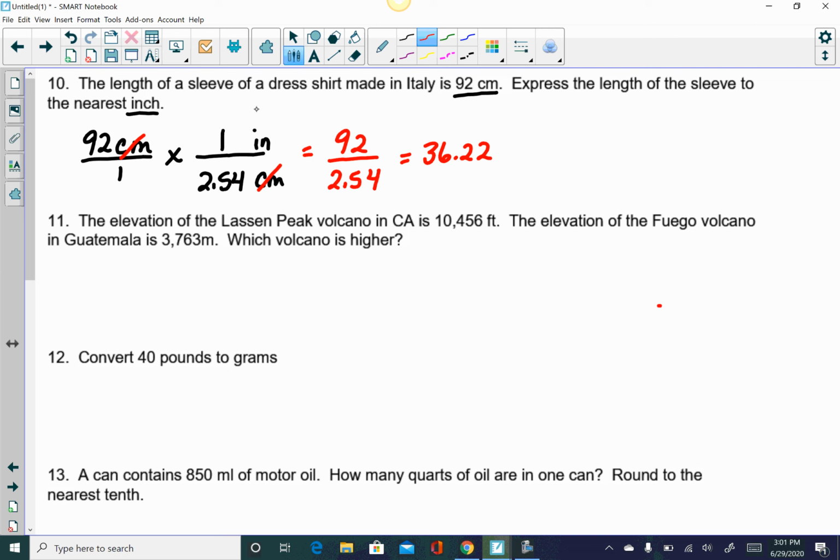They want it to the nearest inch, so we're trying to figure out what to do with this 6 here. That 2 behind it tells me to keep it. So I'm looking at 36 total inches. Okay. All right, let's move on down then to number 11.